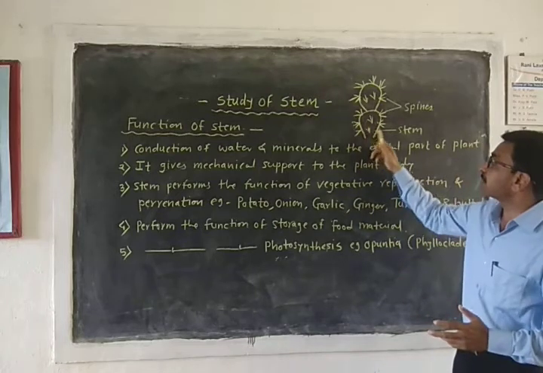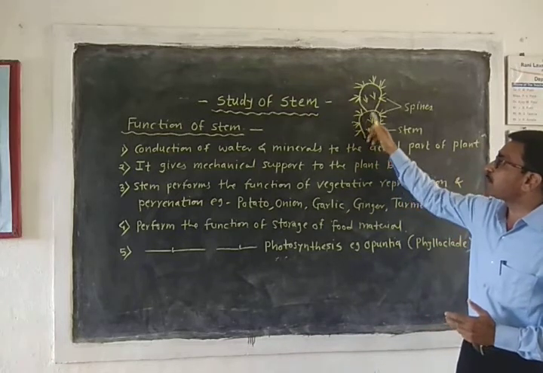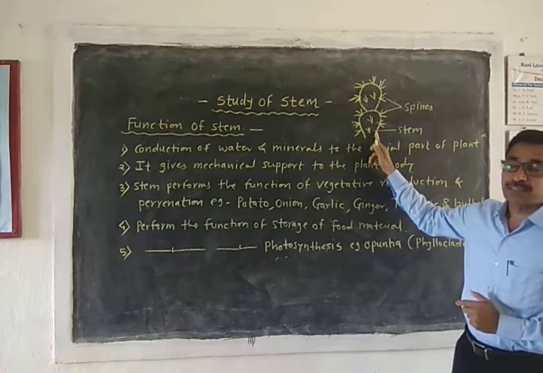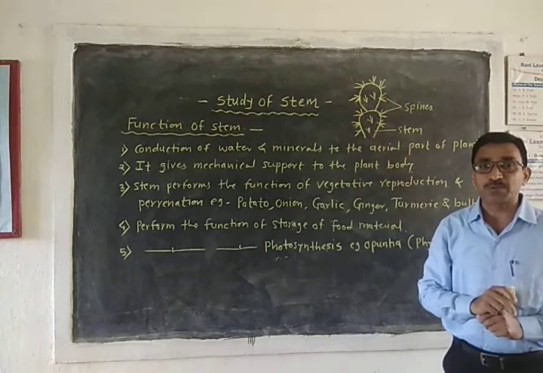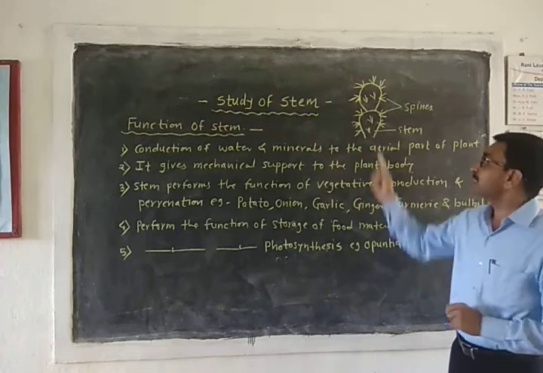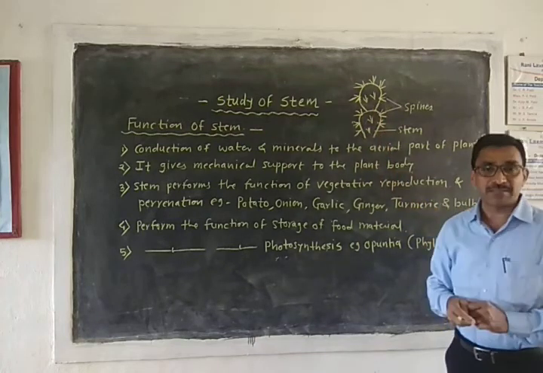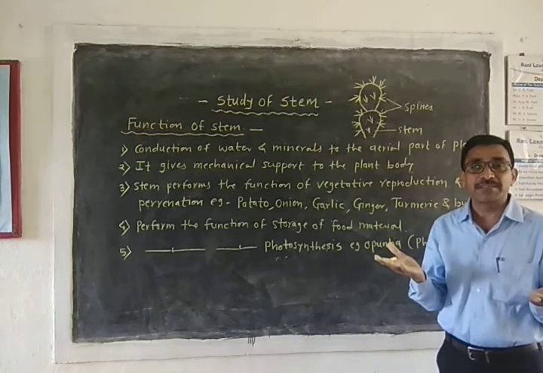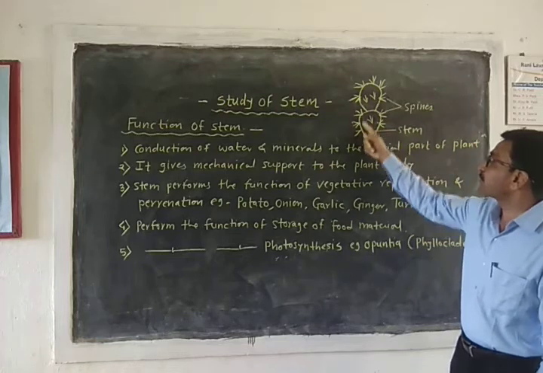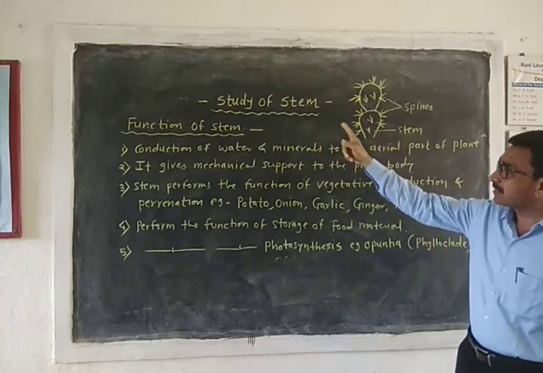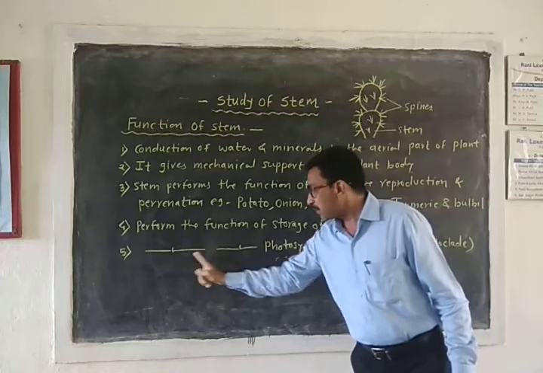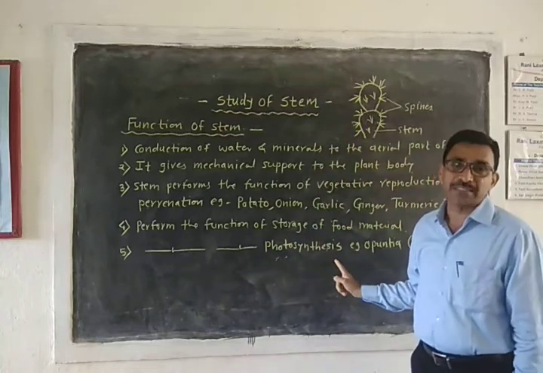It is green in color and it performs the function of photosynthesis. Actually, the leaves perform the function of photosynthesis, but in this case, the leaves are modified into spines, and hence the stem is modified. The stem is flattened. It is green in color and performs the function of photosynthesis. Hence, in case of Opuntia, the stem performs the function of photosynthesis.